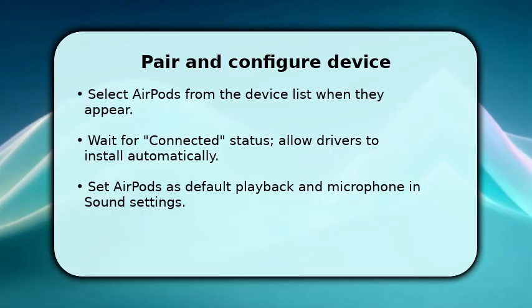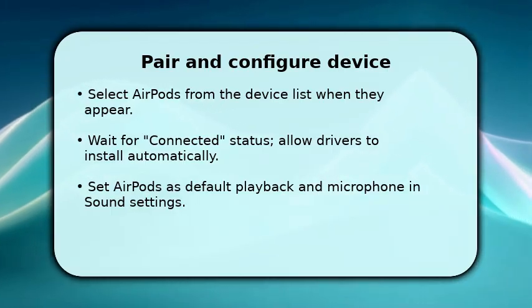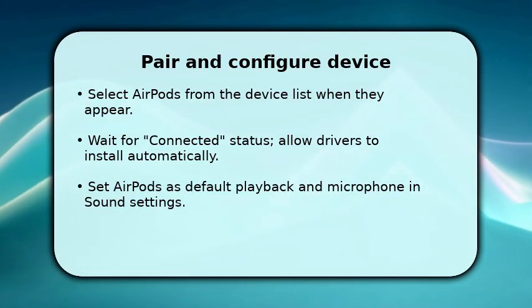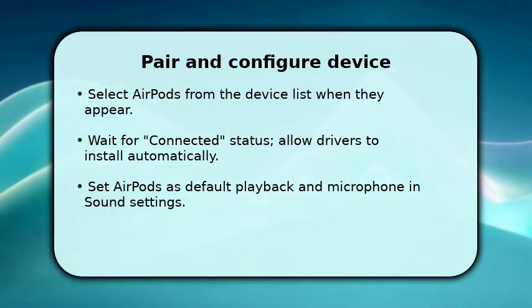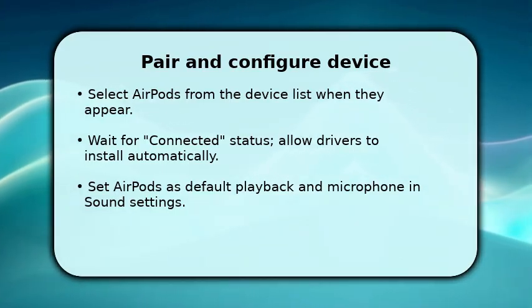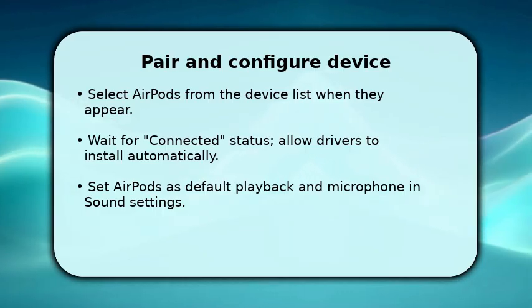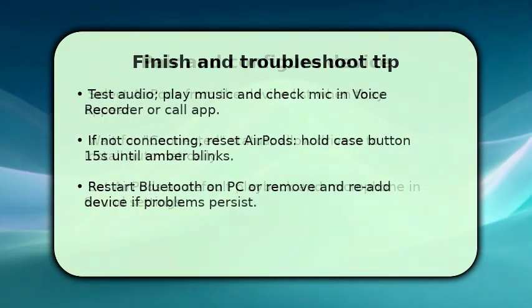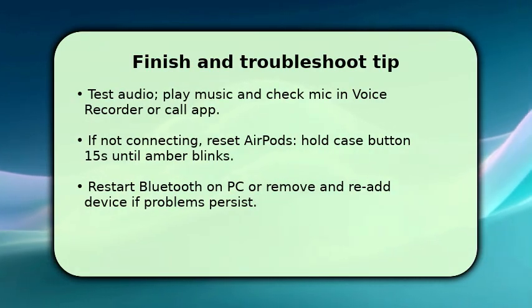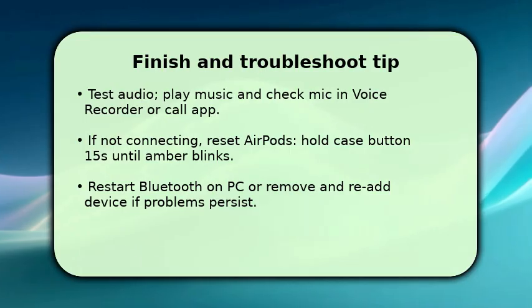After connection, open Sound Settings and set AirPods as the default output and input if you want microphone use. Make sure the audio profile is the correct one for calls versus high-quality audio, because Windows can switch profiles and affect sound quality if not configured. Finally, test audio playback and the microphone in a simple app to confirm both work.